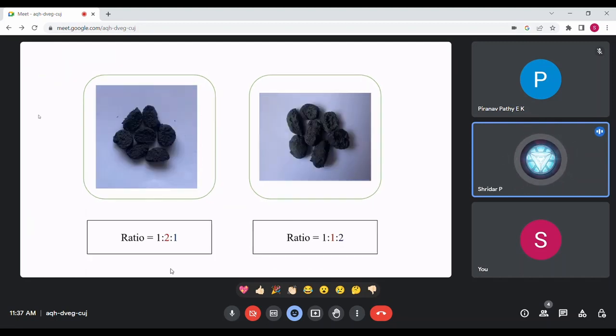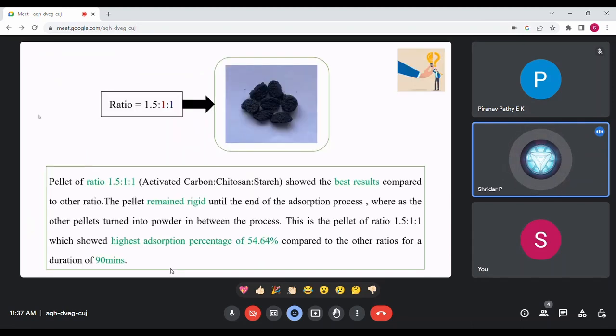The next are 1:2:1 and 1:1:2. These ratios are activated carbon to chitosan to starch. We have finally found that the pellet containing the ratio of 1.5:1:1 is more efficient, and it has given the best results in adsorption.